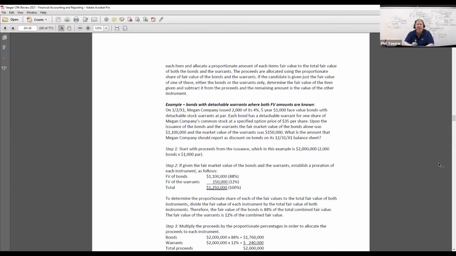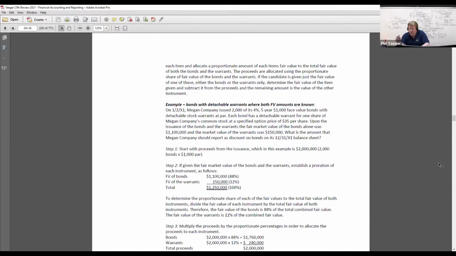Now, when they sell bonds with detachable warrants, remember, the proceeds from the sale of the bonds and the warrants have to be prorated between the bonds and the warrants based on their relative fair market values. So if you know the fair market values of both, you'll do a proration of the fair market values times the proceeds, and that's how you determine how much goes to the warrants and the bonds. All right, now let me start with this. We're on page 2H28.